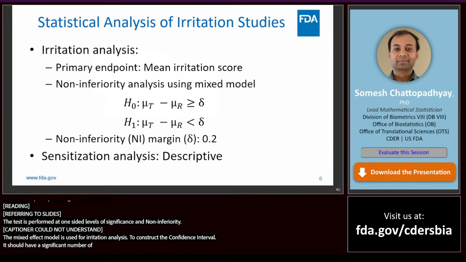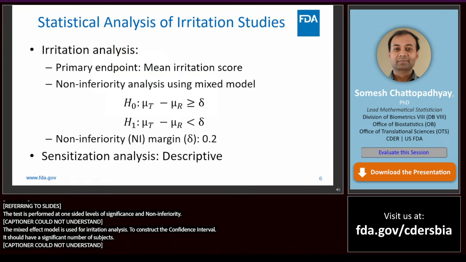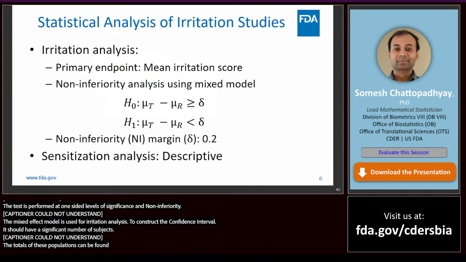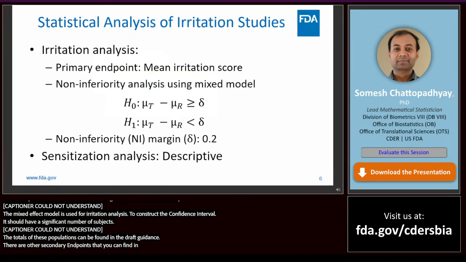The per protocol population is used as the primary analysis population. The per protocol population for irritation and the per protocol population for sensitization are defined per patch type per subject. Details of these populations can be found in FDA's draft guidance on irritation assessment. There are other secondary endpoints that you can find in the draft guidance as well. The sensitization analysis is descriptive.